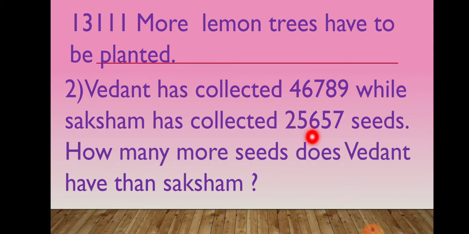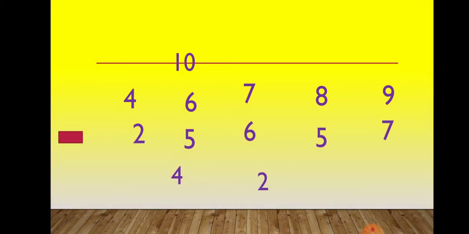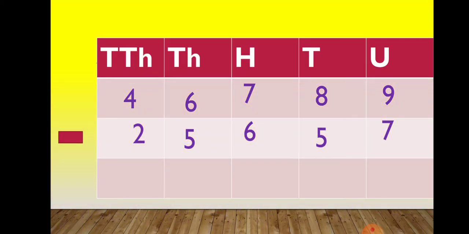Subtraction. Subtract 25,657 from 46,789. Look. Subtract 25,657 from 46,789. Now where do we start? Correct, the unit place. So say subtract 7 units from 9 units. How many remain? 2 units. Now subtract 5 tens from 8 tens. How many remain? 3 tens.